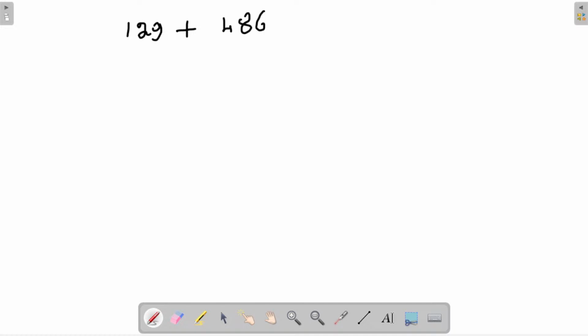The meaning of addition is this: you have two pockets. In one pocket you have 100 rupees plus 20 rupees plus 9 rupees. You have one more pocket, in which you have 400 rupees, 80 rupees plus 6 rupees. Now I have to combine both.